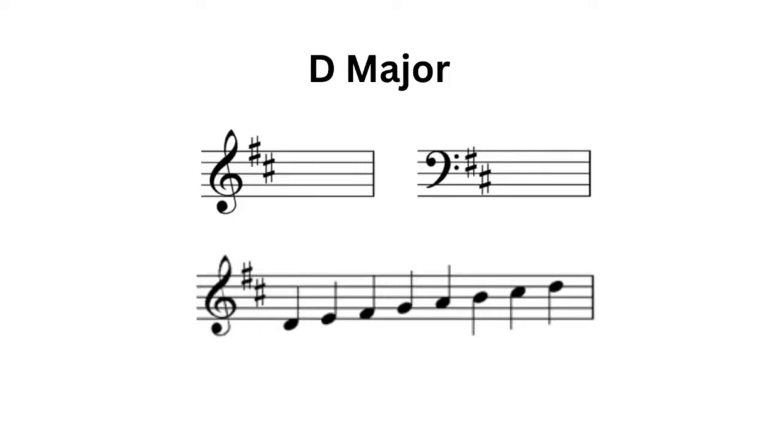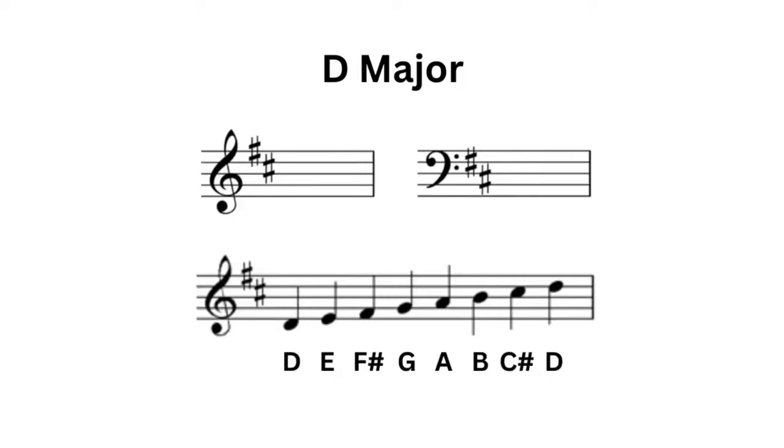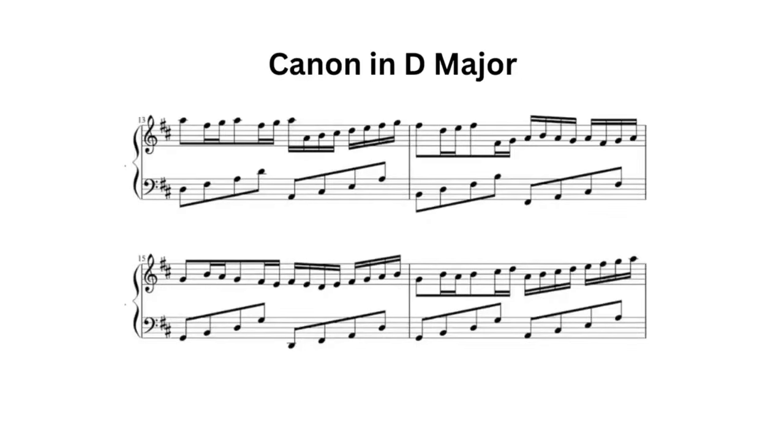Let's move on to D major now. In D major, we encounter two sharps, F sharp and C sharp. The key signature looks like this. Let's listen to some music in D major.